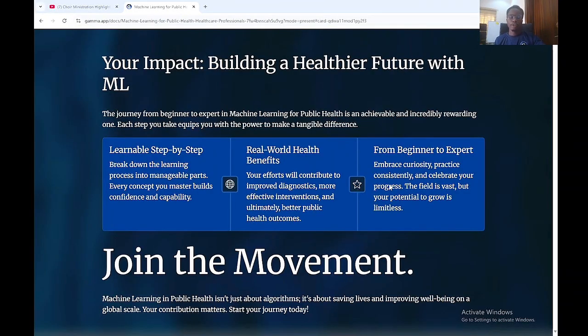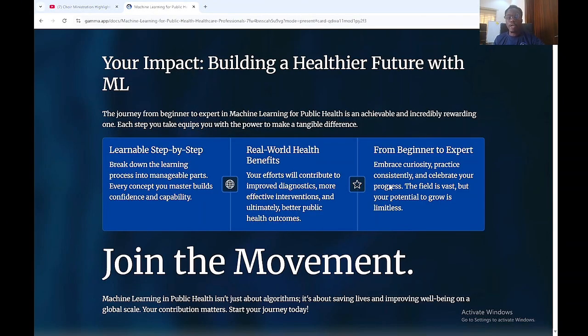Your impact is going to be about building a healthier future with machine learning. The journey from beginner to expert in machine learning for public health is something that I would say is really achievable and incredibly rewarding. Each step you take equips you with the power to make a tangible difference. So it's learnable step by step. You need to break down the learning process into manageable parts. Every concept you master, make sure you break it down. You need to talk to your colleagues about what you're learning, and there are real-world benefits that come from it. Some of your efforts will contribute to improved diagnostics, more effective interventions, and ultimately better public health outcomes.